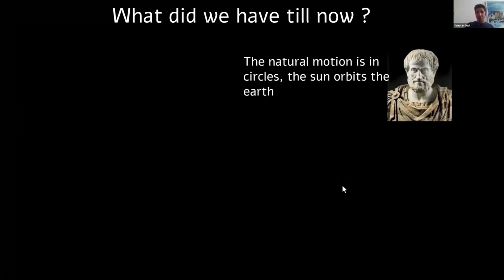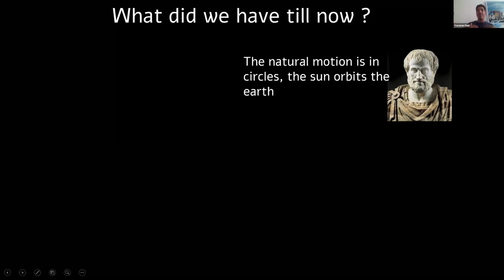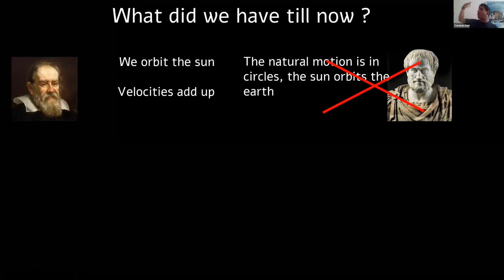The first thing for us was Aristotle. So the natural motion is circles and the sun orbits the earth. And then during the Middle Ages, there is an accumulation of observations that the stars, Venus and Mars, are not moving in the way they should have been moving if they move around us. And then, after quite a long time, it took more than 1,500 years, until Galileo suggests a paradigm shift. He says, no, the natural motion is circles maybe, but we are orbiting the sun.